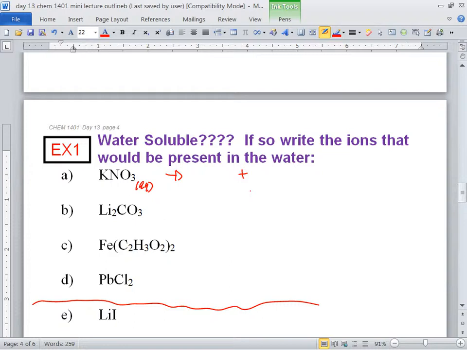Don't forget the charges though. K plus, NO3 minus. Yeah, and make sure you write the charges on these ions, right? So you're right by writing K and NO3 if you wrote that, but you're not going to get any points because these aren't ions. You got to have the charges. Okay.